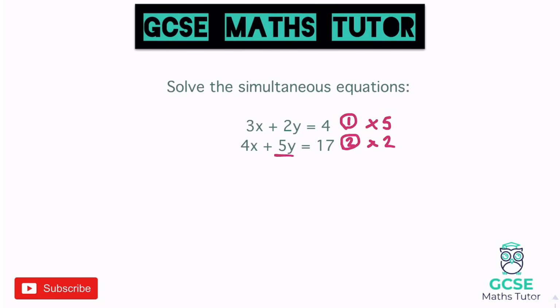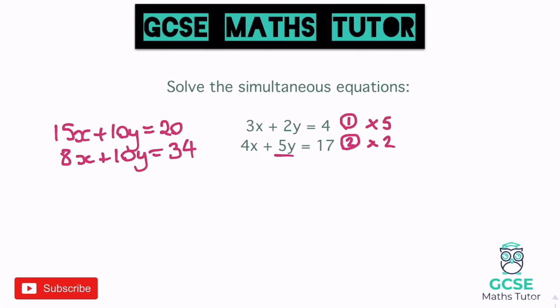So if I times the top one by 5, we get 15x plus 10y equals 4 times 5, which is 20. And the one below that, timesing it by 2, we're going to get 8x plus 10y equals 17 times 2, which is 34. Now I have two options. I can add these equations together, or I could subtract them from each other.